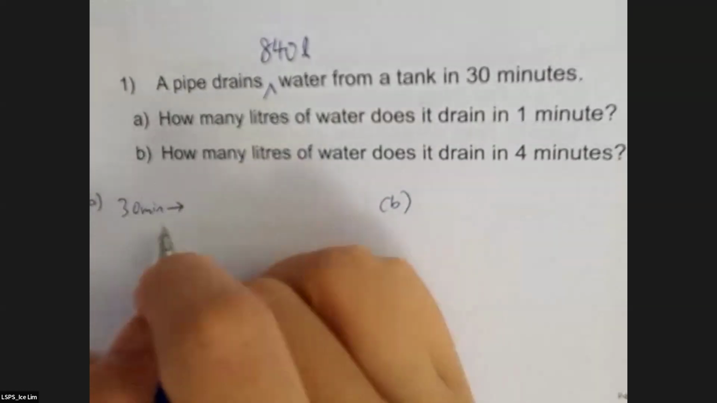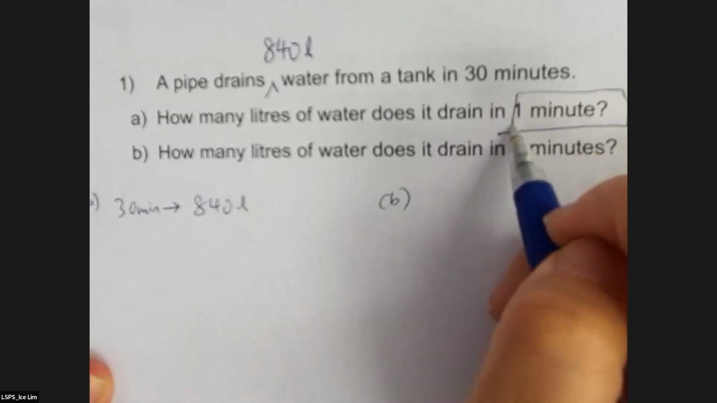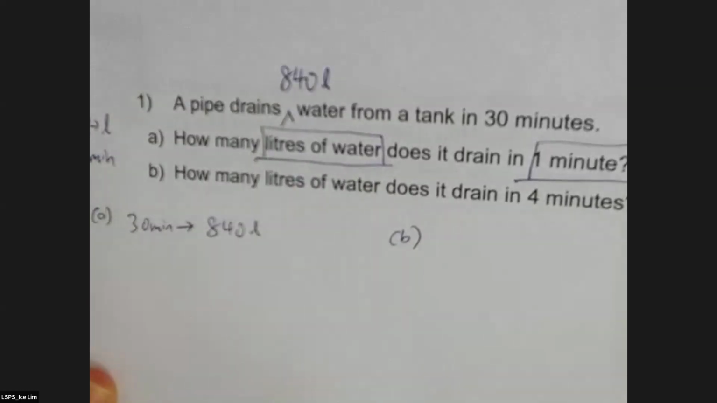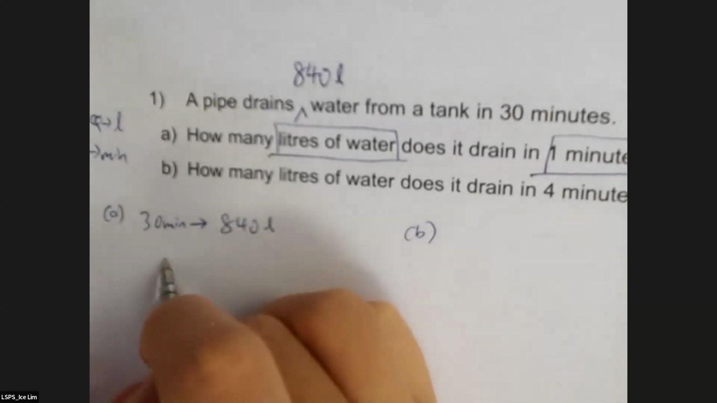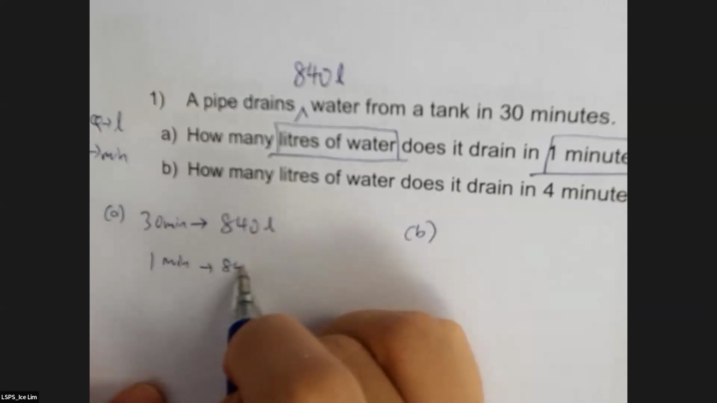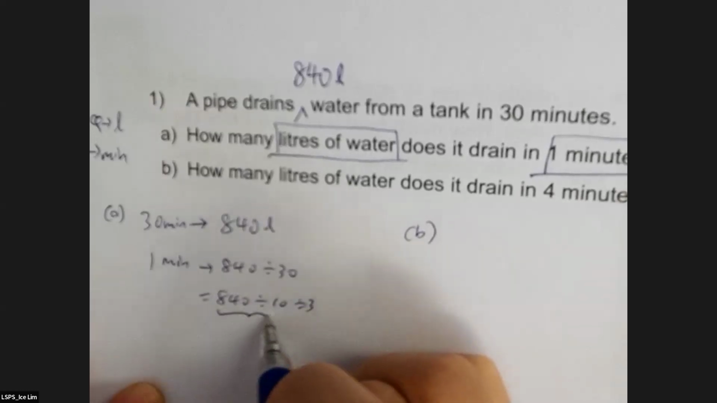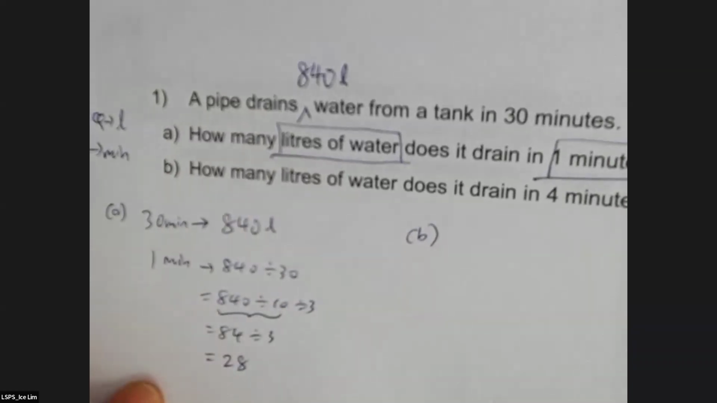30 minutes is equivalent to 840 liters. So we have two quantities here. One quantity is liters and one quantity is minutes. It's quite an easy question. 840 divided by 30 will be 84 divided by 3. 84 divided by 3 will be 28 liters.